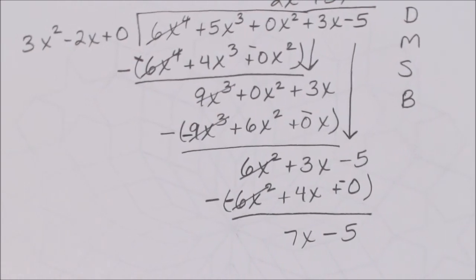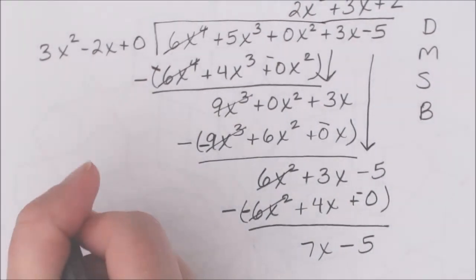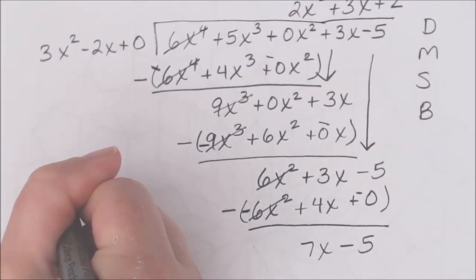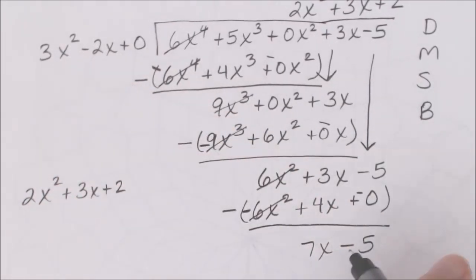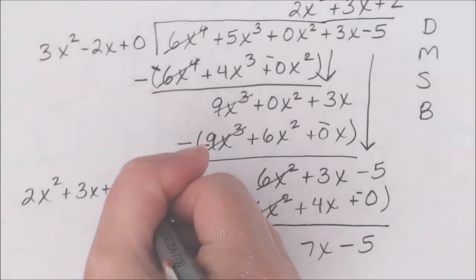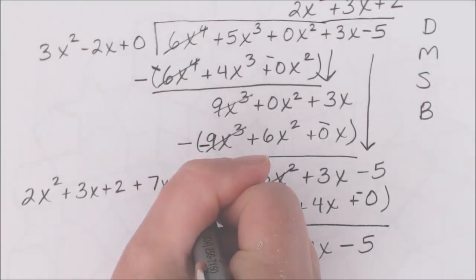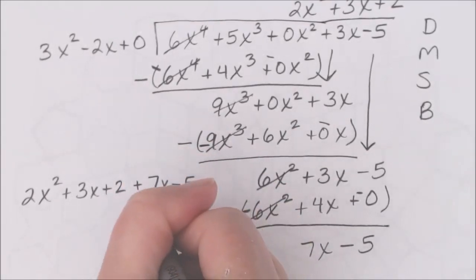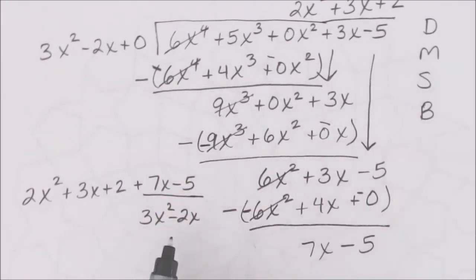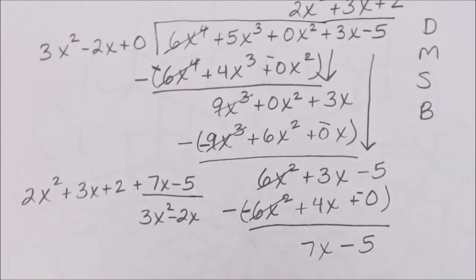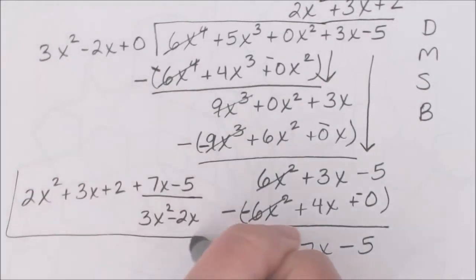So let's go ahead and write out the answer. So it's going to be 2x squared plus 3x plus 2, and then take your remainder and put it over, so plus your remainder over what you were dividing by. And I did not include the placeholder there with the remainder term. You could or not, it wouldn't make a difference, but this is going to be our final answer.